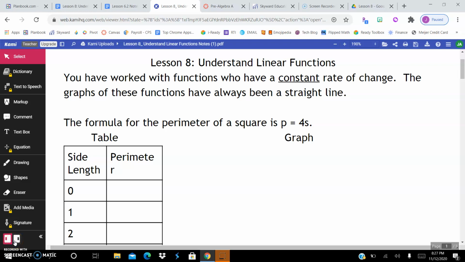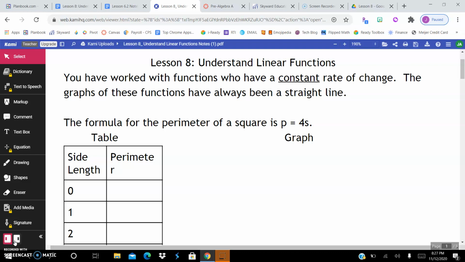So for lesson 8, we are going to understand linear functions. It says we have worked with functions that have a constant rate of change. What that means is that the rate of change was the same between 2 points no matter where you were on that graph. So it was always changing by the same number. And the graphs of these functions have always been a straight line.